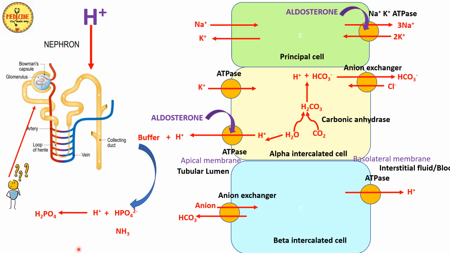Now out of these two buffers, the phosphate buffer is limited in quantity. You can't increase it beyond a constant limit. So when you have a lot of hydrogen ions and you need more buffer, you can't overcome that demand by increasing the phosphate. But ammonia is not so. You can increase the amount of ammonia buffer in the tubular lumen. I'll explain how in the next slide.